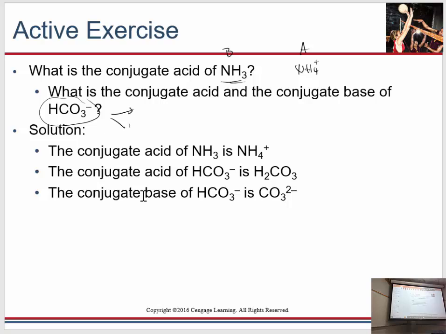What is the conjugate acid and the conjugate base of this? Okay, the conjugate acid, we're going to add a proton. This is the base. We add a proton, we get H2CO3. That would be the conjugate acid. And the conjugate base of this would be, okay, this is the acid now. If this is the acid, then the conjugate base would be carbonate. And so this would be the conjugate acid, this would be the conjugate base, and then bicarbonate can go either way.